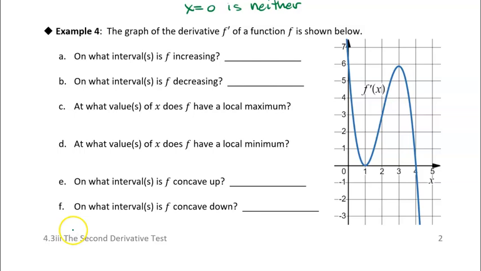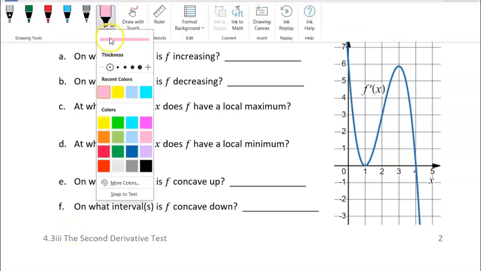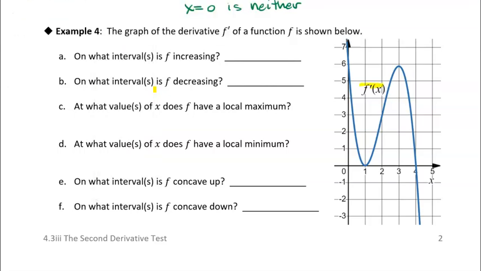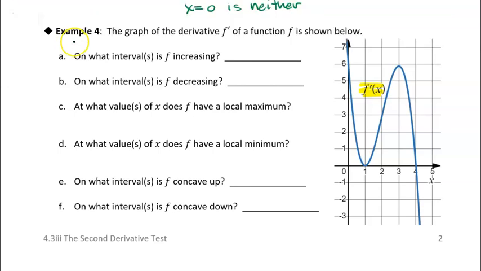All right, in this example, we have a graph, and notice that the graph, here, let me highlight this. Notice that the graph is giving us f prime of x. It's not f of x, it's f prime of x. So this is telling us about the derivative.